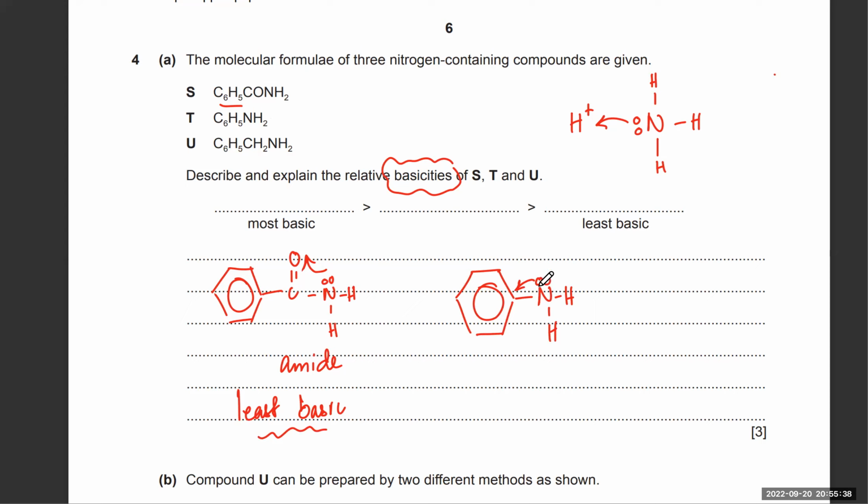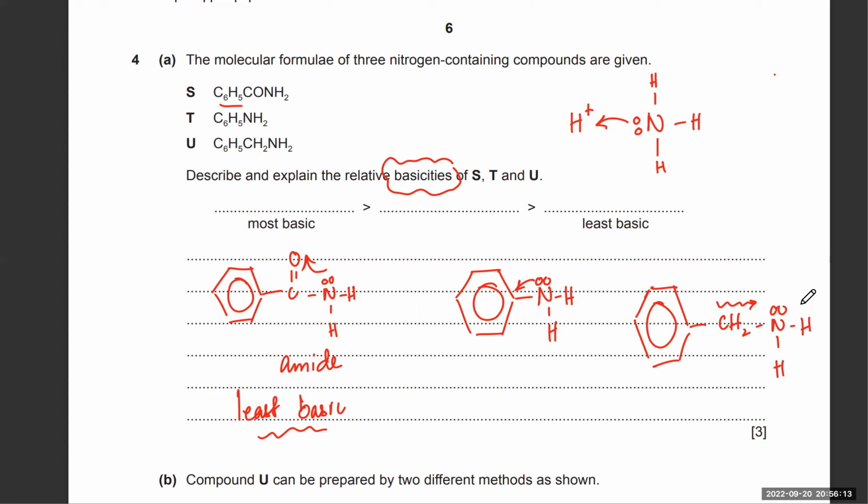This is also less basic. The lone pair mixes with the electron cloud, and what happens is that the electron density is lesser. And the third one, that's your alkylamine. That's C6H5, that's benzene. But then you've got a carbon chain. There's a CH2, and then there's an NH2. So since there is a carbon chain, the carbon chain has an electron donating effect. So the negative charge over here is actually going to be larger.